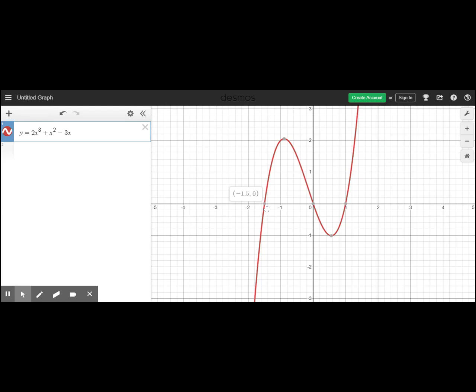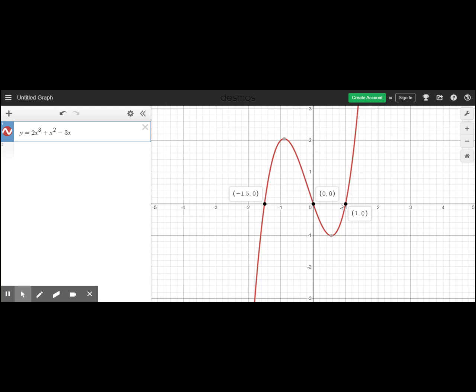So there is a 0 here at -1.5. There's another 0 here at 0. And the third 0 is here at 1. So I'm going to actually write those down on my paper. So -1.5, 0, and 1. Those are my real zeros.